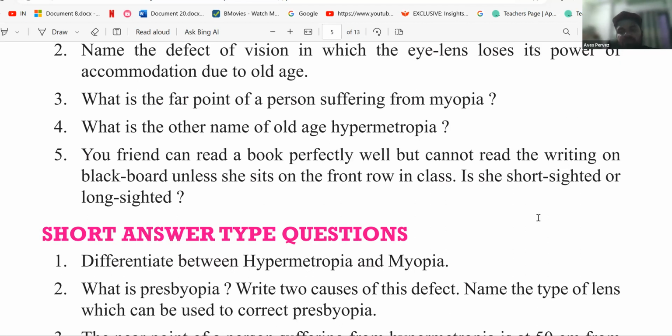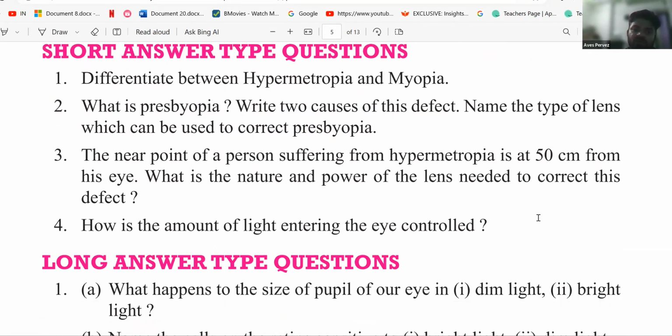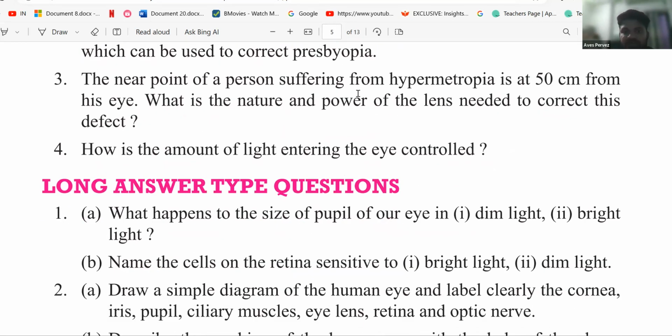Short-sightedness. Very good. Again, differentiate between hypermetropia and presbyopia. You can do this. Okay, and this one: how can the amount of light entering the eye be controlled? By the change in the size of the pupil, controlled by the iris.